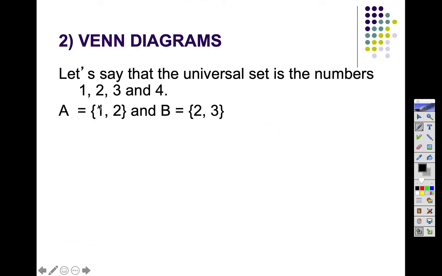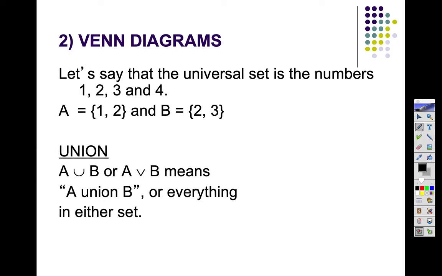We're going to use the numbers today just like last class: 1, 2, 3, 4. And we're going to say A has 1 and 2 in it, and B has 2 and 3 in it. We're going to use these to now draw pictures. We're going to use the same names and same symbols, so it's not going to be terrible.